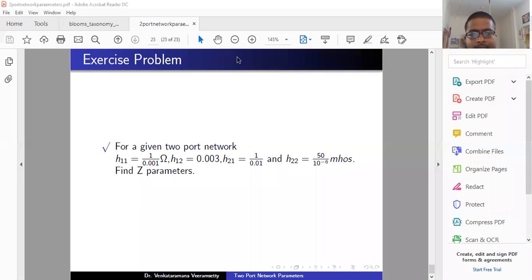Meanwhile, just note down the equations. Note down the problem: H11 equal to 1 by 0.001, H12 equal to 0.003, H21 equal to minus 1 by 0.01, and H22 equal to 50 by 10 power minus 6 mhos.